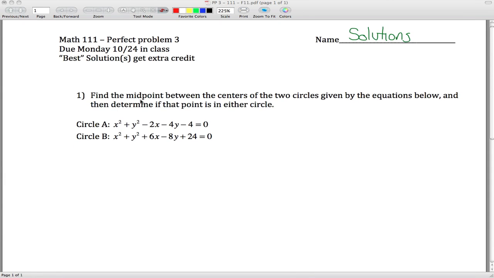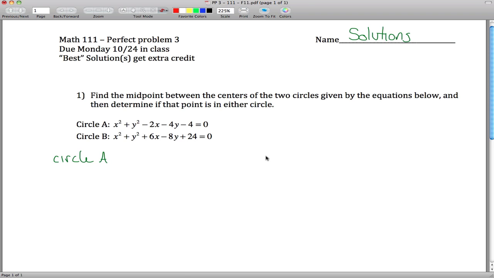All right, let's see. We have to find the midpoint between the centers of these two circles and then figure out if that midpoint is in either of those circles. Okay, so maybe the first thing we should do is figure out where the center and what the radius of each of these circles are. So let's look at circle A over here and circle B over here.